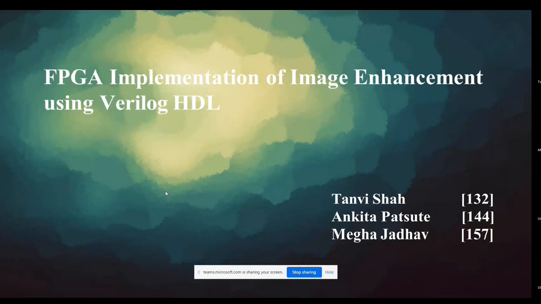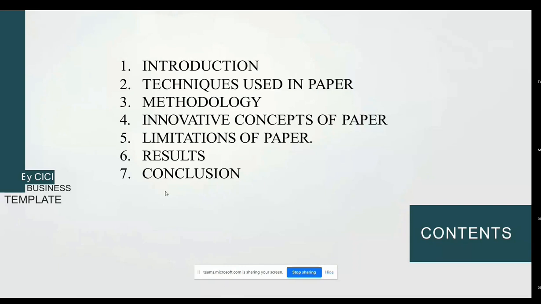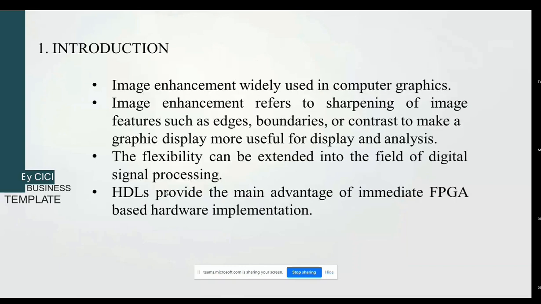So we have selected one research paper, and the title of this research paper is FPGA implementation of image enhancement using Verilog HDL. Next slide please. The contents of this research paper are introduction, techniques used in the paper, methodology, innovative concept of the paper, limitations of the paper, result and conclusion. Next slide please.